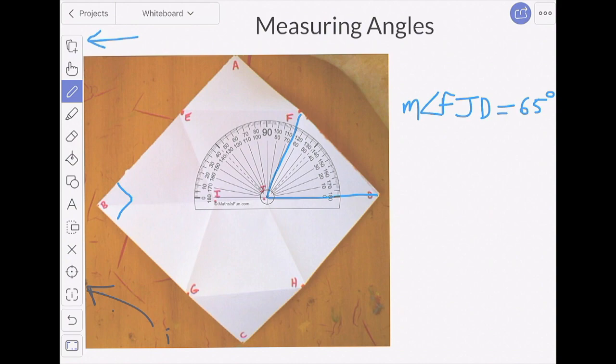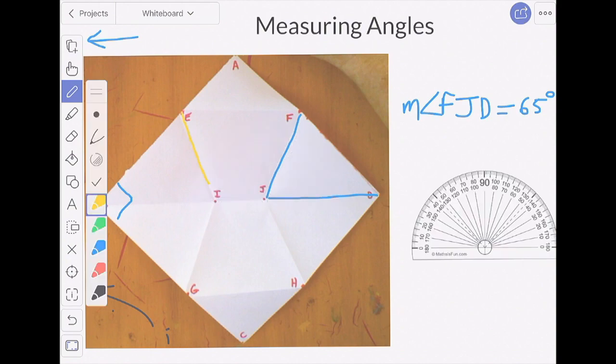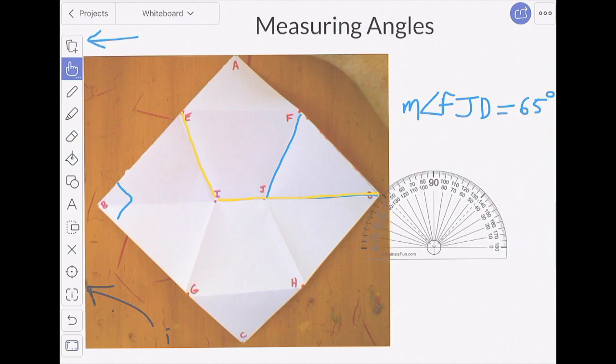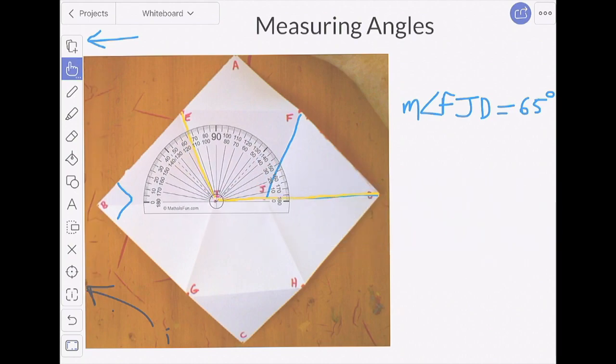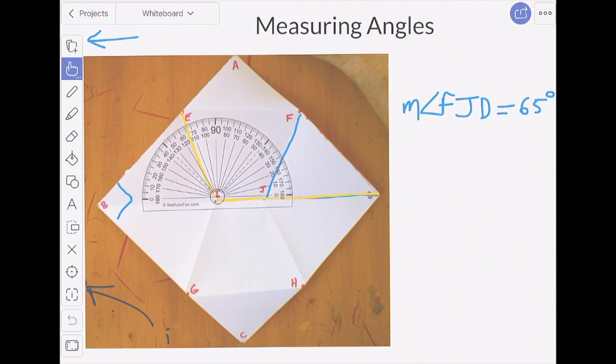We'll measure one more angle here. How about an obtuse angle? It would be like angle EID, this yellow angle here. To measure that angle, I'm going to slide my protractor right to that target point. You might have to rotate a little bit to get it lined up just right.